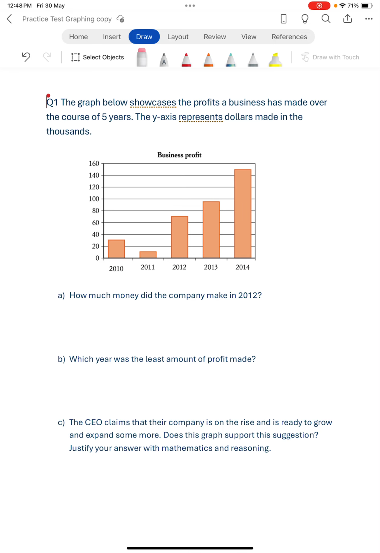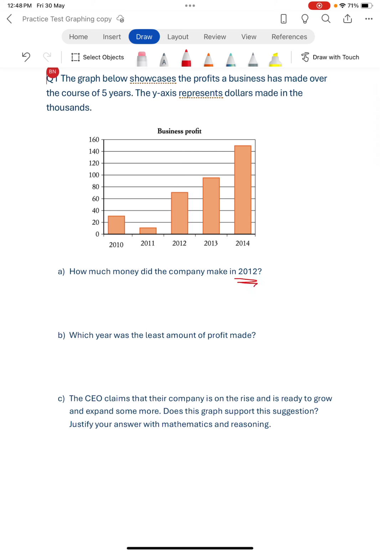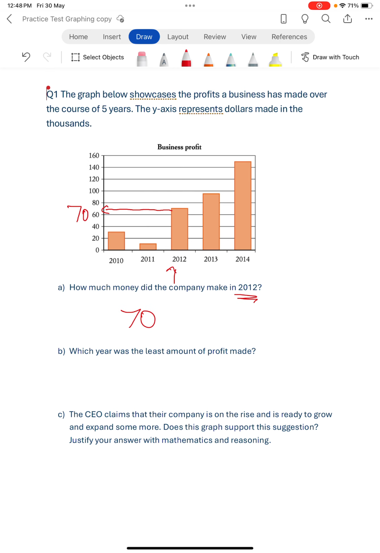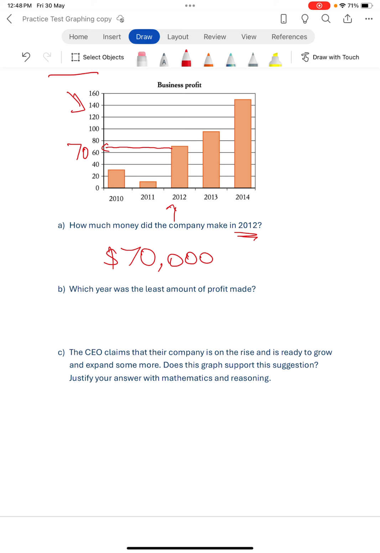All right. If I was looking at the first one and we want to work out 2012, you're looking here, which if we line that up with the y-axis, hits at 70. Unfortunately, they haven't given us any units on this side. Normally you would have units, but in this case, we'll just say 70. It does, however, say up here, dollars made in the thousands. So since it says dollars made in the thousands, it's going to be $70,000.